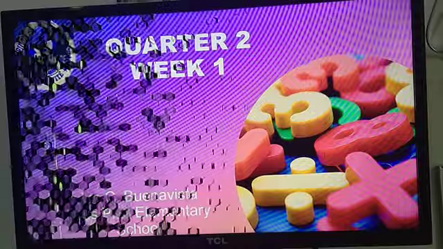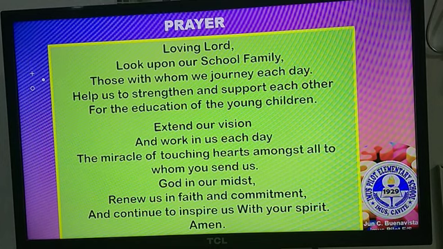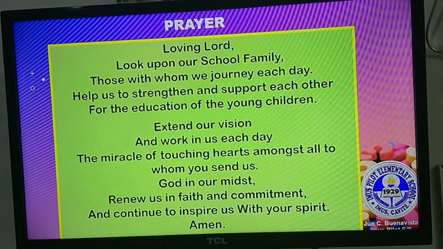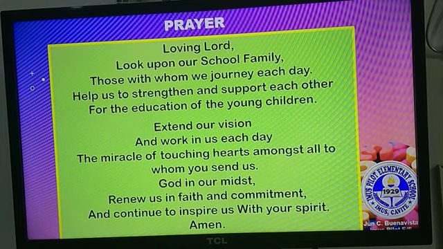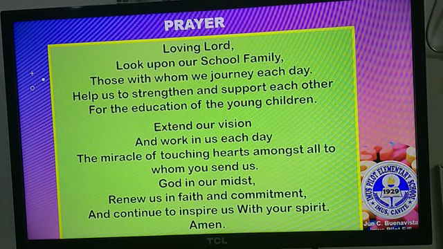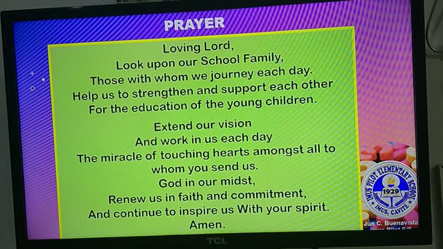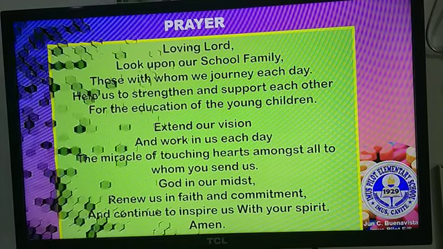Okay, let us pray. Let us put in the presence of the Lord. Loving Lord, look upon our school family, those with whom we journey each day. Help us to strengthen and support each other for the education of the young children. Extend our vision and work in us each day. The miracle of touching hearts amongst all whom you send us. God in our midst, renew us in faith and commitment, and continue to inspire us with your Spirit. Amen.